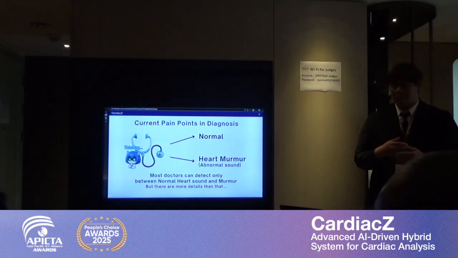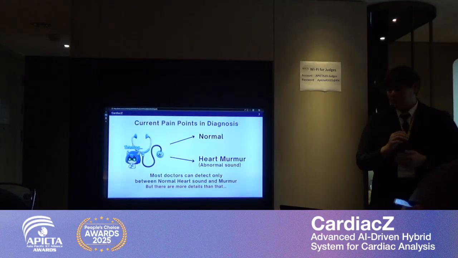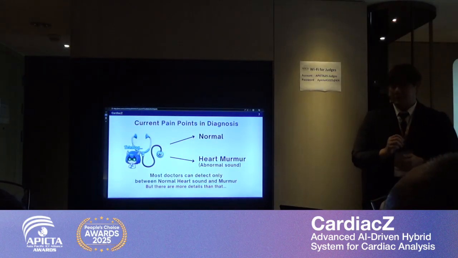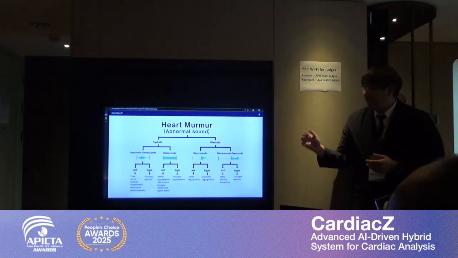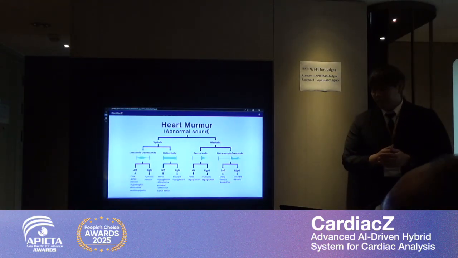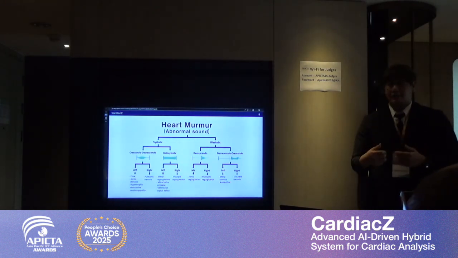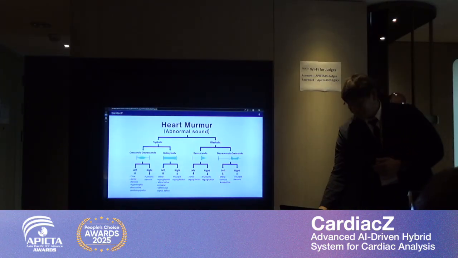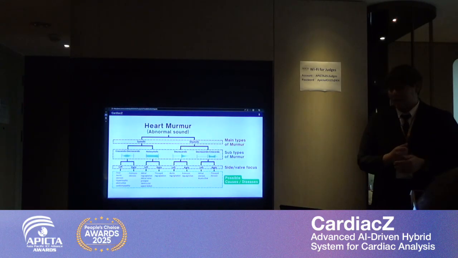So why is heart disease so deadly? Because the diagnosis is very hard. Most doctors can only hear with the stethoscope whether it is normal or abnormal, and this can lead to early mistakes and depends on the doctor's experience. Let's look at this chart. The chart of heart murmurs is very complex. There are systolic and diastolic murmurs, left side and right side of the heart, and specific conditions like stenosis, and many subtypes. It's very difficult for humans to classify easily.